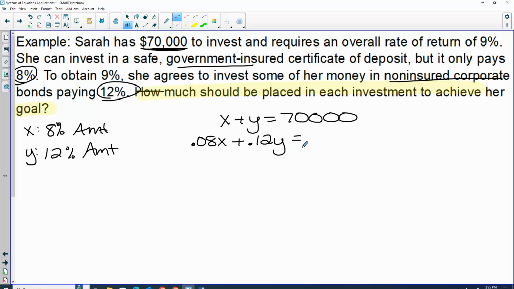equals, okay, how much interest am I trying to get? 9% of my 70,000, right? So to figure this out, I have to think 70,000 times 0.09. 6,300. So that's where that number comes from, 9% of my total.